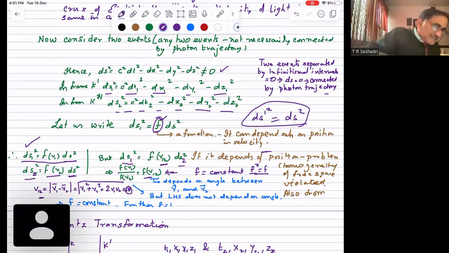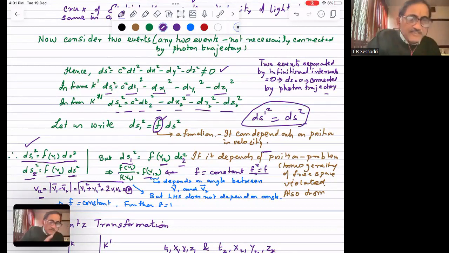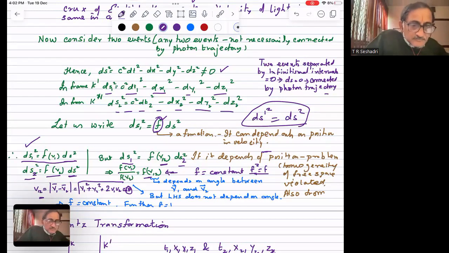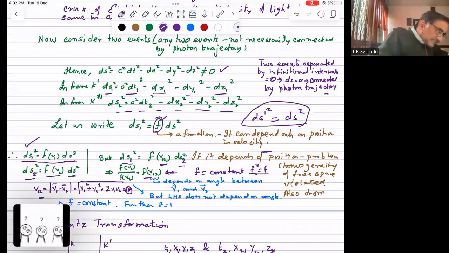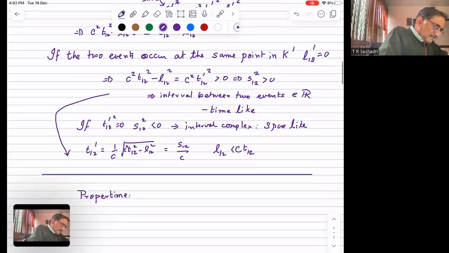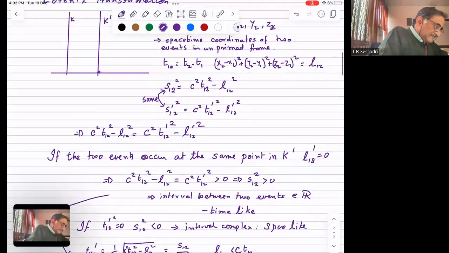Now, I have found this so clearly only in Landau-Lifshitz classical theory of fields. Nobody else actually dwells on this issue of why they are equal even when ds is not 0. So this is how ds is invariant.